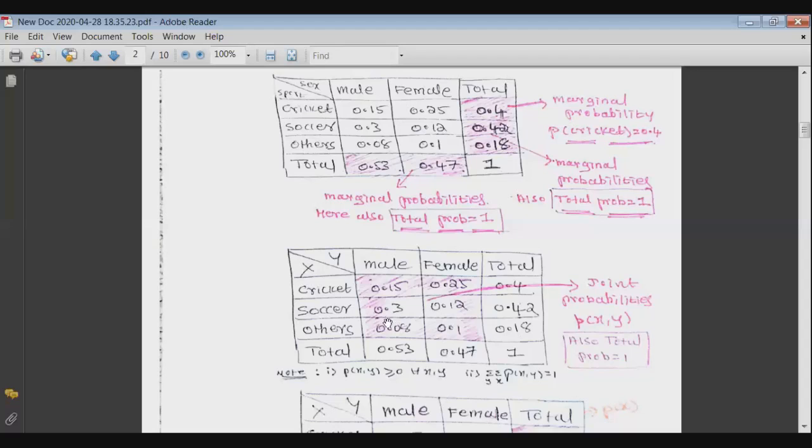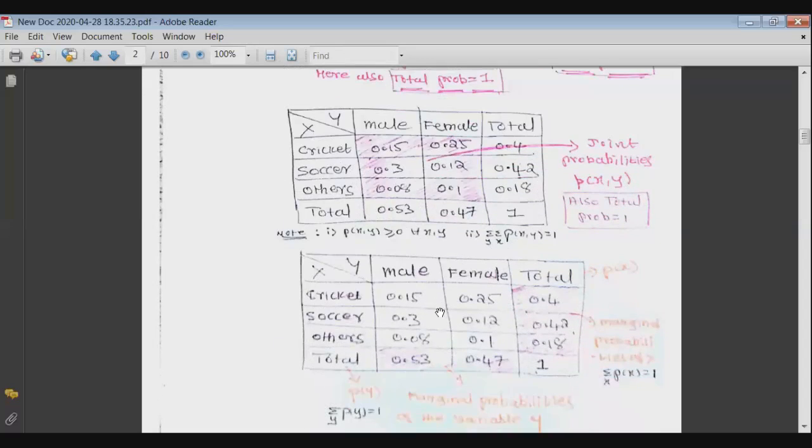And this 0.15 represents the probability that capital X takes the value cricket and capital Y takes the value male. Similarly, this 0.1 represents the probability that capital X takes the value others and the variable capital Y takes the value female. Like that, this 0.13 represents the probability that the variable capital X takes the value soccer and the variable capital Y takes the value male. In this fashion, we can claim all the other things.